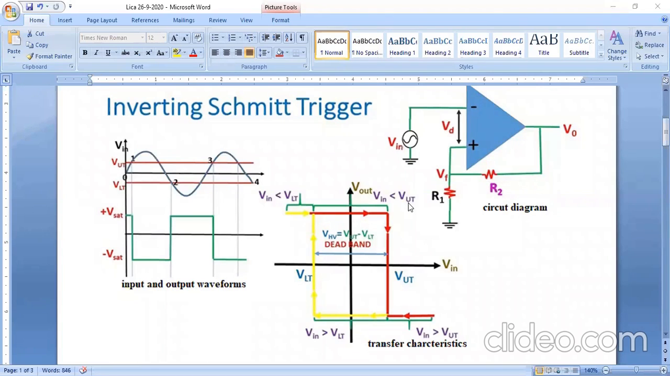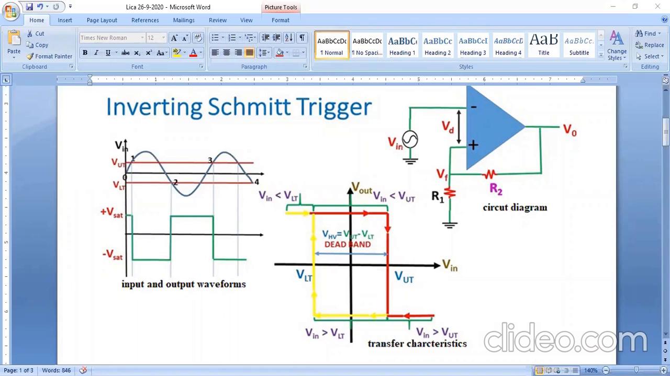If the input voltage at this condition, the instantaneous input voltage, exceeds the upper threshold value and the lower threshold value, then the behavior of saturation, either plus V saturation or minus V saturation, is experienced.